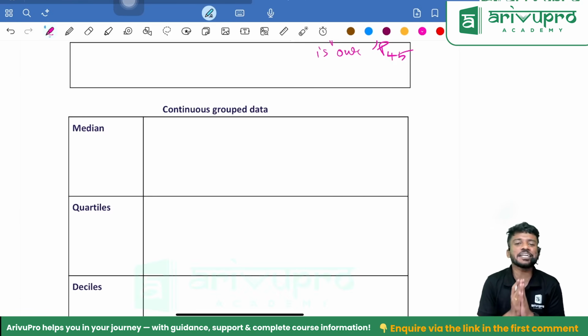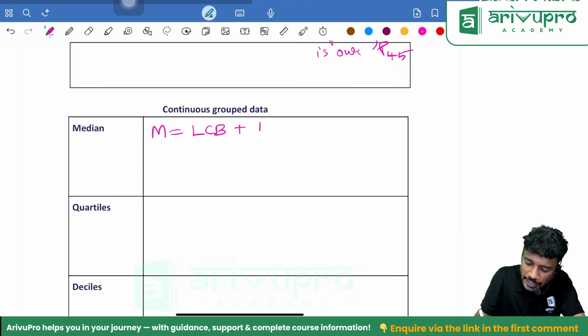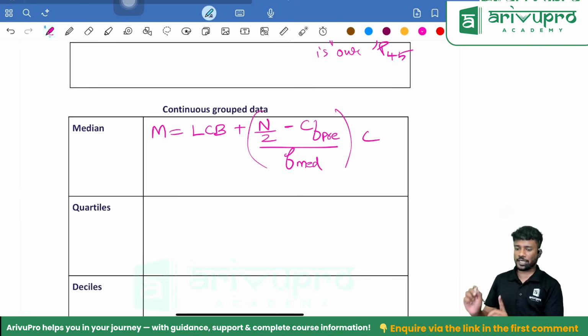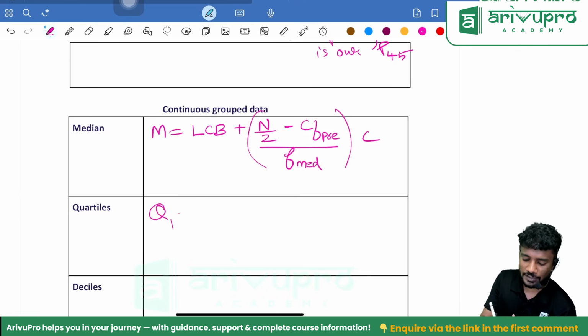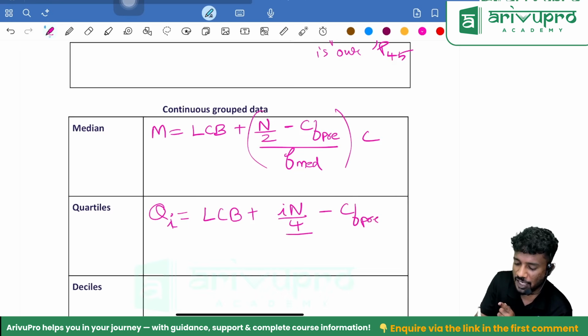Next one is median for continuous group data. Do you know the formula? It is lower class boundary plus n by 2 minus cumulative frequency of the previous class, divided by frequency of the median class, multiplied by C. Then quartile: Qi is equal to lower class boundary plus in by 4 minus cumulative frequency of the previous class, divided by frequency of the quartile class, multiplied by C.